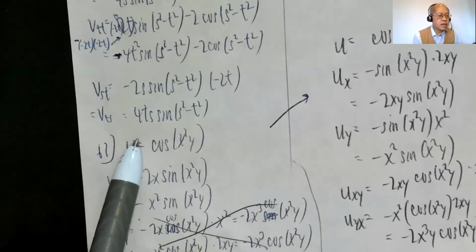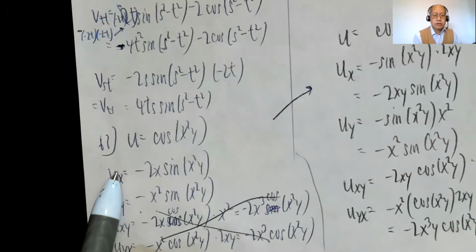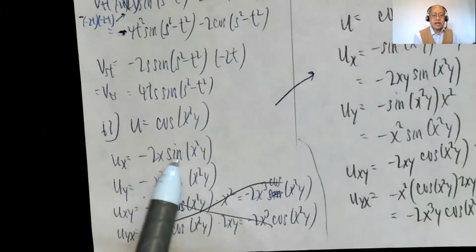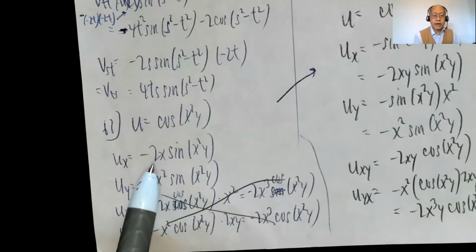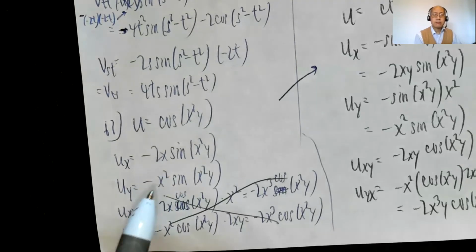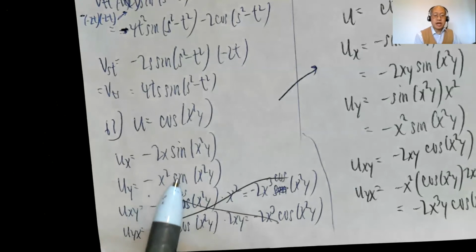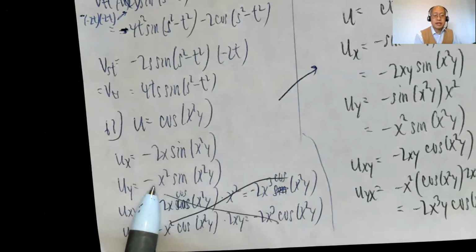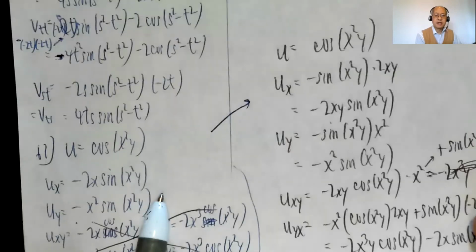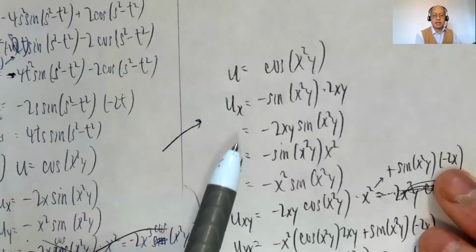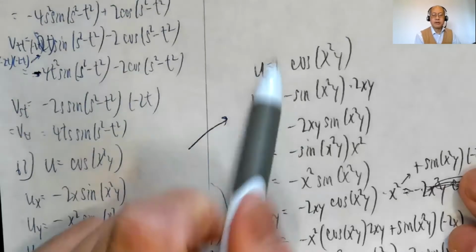61, I messed up partially here. u equals cosine of x squared y. So the derivative with respect to x, negative sine of x squared y times -2x. u sub y, negative sine of x squared y times -x squared. And then let's see what I'm doing. I think I totally messed this up here. Yeah, I know what I did. Start over. I messed up.